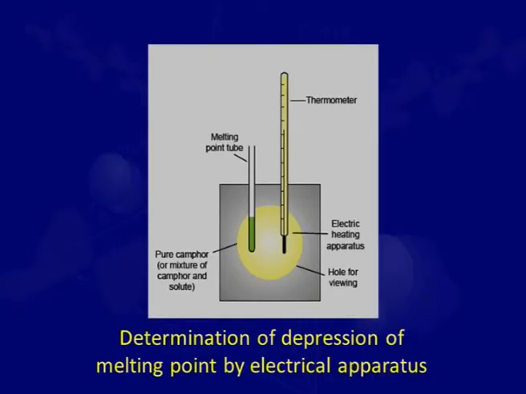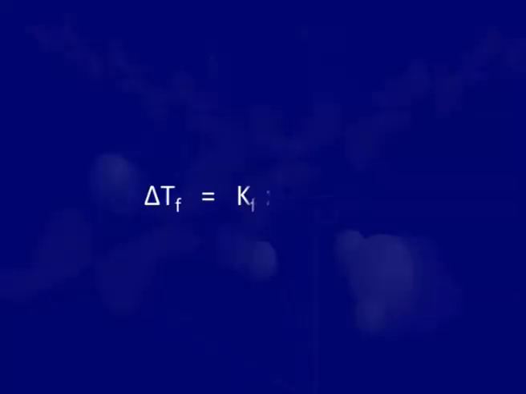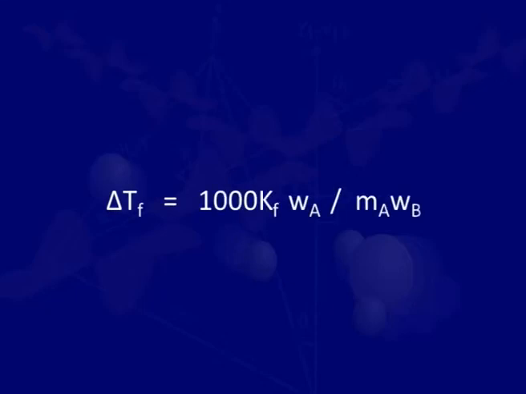After recording the freezing point of camphor and that of the solution, we can get the depression in freezing point by the difference of the freezing point of these both. By the use of the equation delta Tf is equal to Kf into molality, that is delta Tf is equal to 1000 Kf into Wa upon Ma into Wb, the molecular mass of the non-volatile solute can be determined. Rast-Camphor method can be better understood with the help of an example.